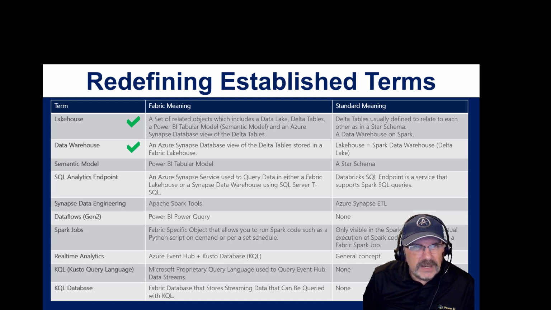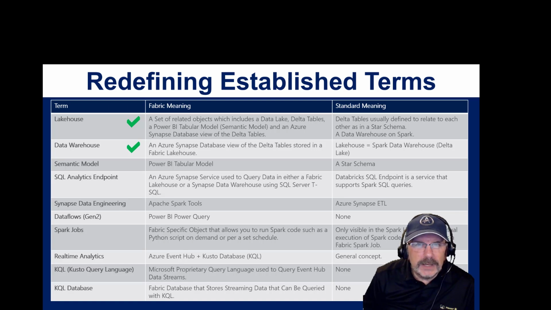Data warehouse. As I mentioned before, when you say data warehouse, it's not really specific to a platform, but when you're speaking about it on a lakehouse, it's implied. So a lakehouse, you can see standard meaning on the right, is basically a Spark data warehouse. It allows insert, update, delete. When you speak about it on Fabric though, the term specifically means an Azure Synapse database of the delta table stored. I put view.